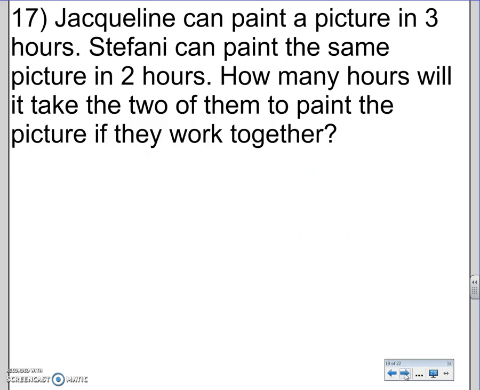17. Jacqueline can paint a picture in 3 hours. Stephanie can paint the same picture in 2 hours. How many hours will it take for the two of them to paint the picture if they work together? So I mean, people are helping each other out. They should be faster than each individual person. So this is a work rate problem. You have to write the fractions correctly. So we're going to do person by person.